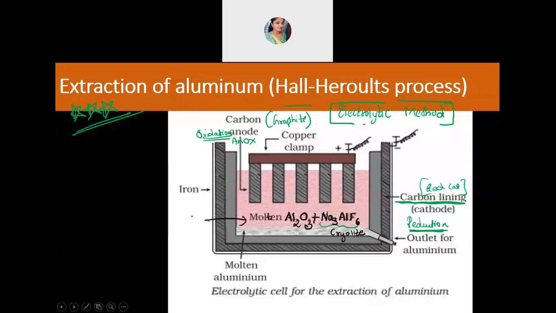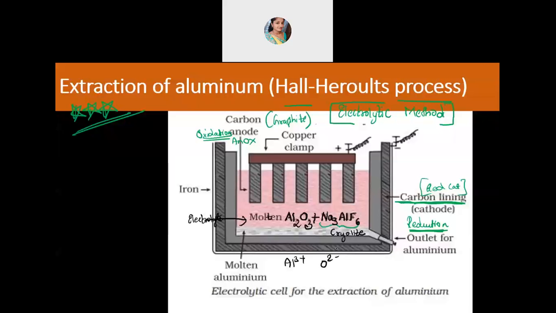This is the electrolyte here. Okay, so when they are maintained at very high temperature, you can find this aluminium in Al3+ form and oxygen in O2- form. For us important is alumina here, so we will focus only on that.